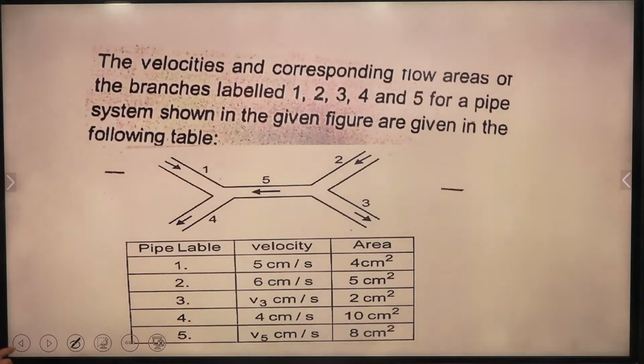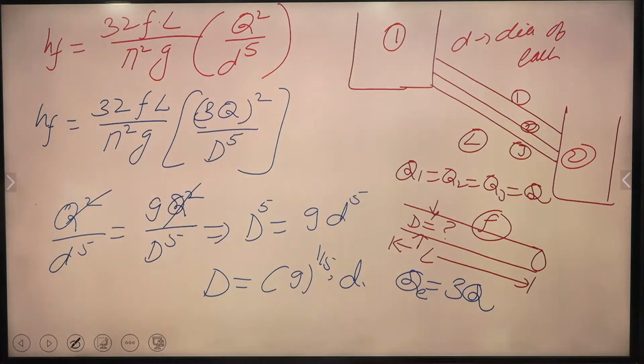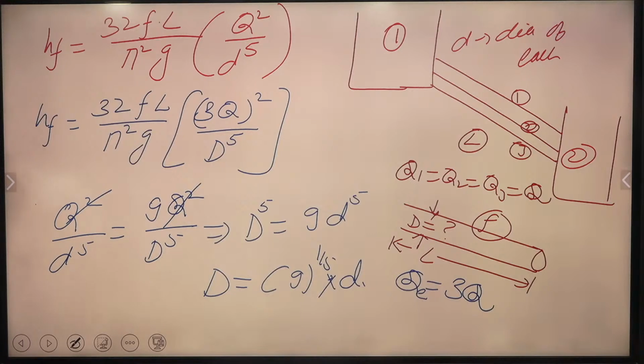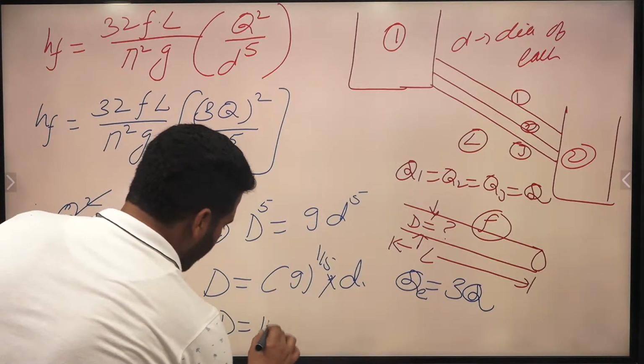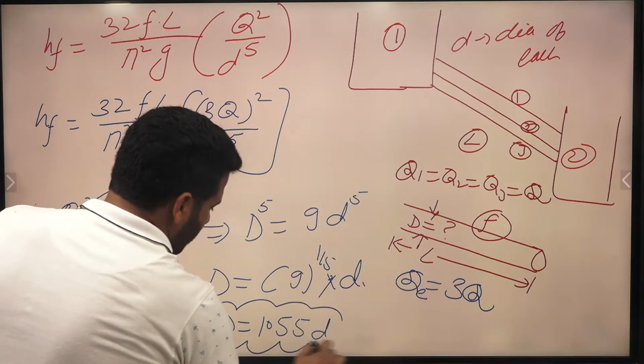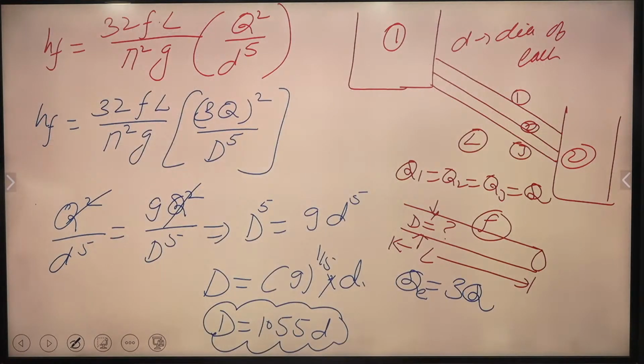So let us check, is there any option? Guys, just solve this one. This is a multiplication, 9 raised power 1 by 5. This is coming to be 1.55. So this equivalent diameter will be 1.55 times the diameter of the pipes which are connected in parallel. So the answer will be option A. Option A is your answer.